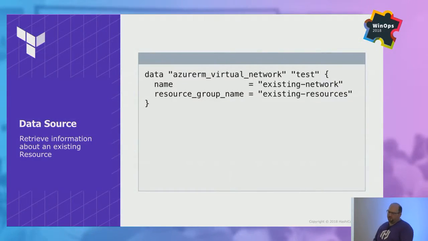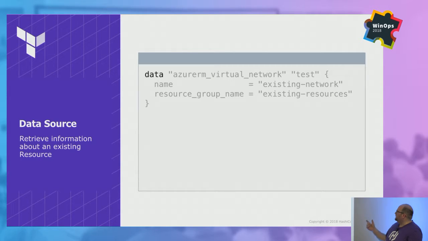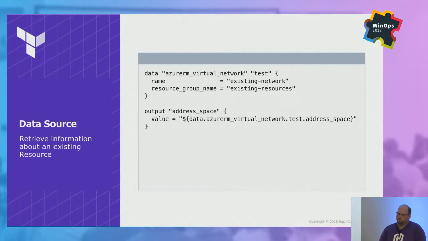A data source looks very similar to a resource that we saw earlier. The only difference is really this first keyword, the word data, which signifies it's a data source rather than a resource. There are also fewer fields required for a data source because we're just looking it up, we're not creating it. But what's quite nice is we can then output any variable from that or any attribute on it. So in this case, the address space.